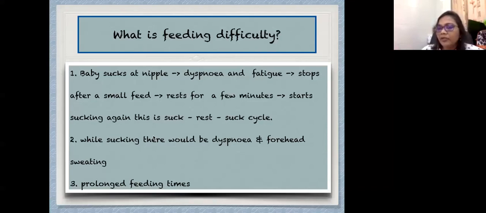The heart failure could be due to any reason, including left to right shunts or incessant arrhythmia or ALCAPA. So while sucking, there will be dyspnea and forehead sweating. And another way of assessing this when you're in the clinic is asking about the feeding time. So sometimes the mother will only say that the baby takes like 1 hour to complete a feed or 1.5 hours to complete a feed.